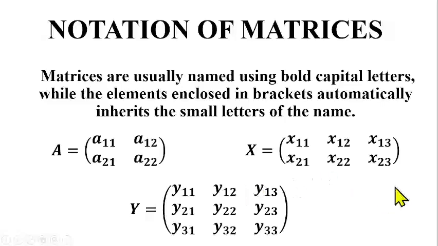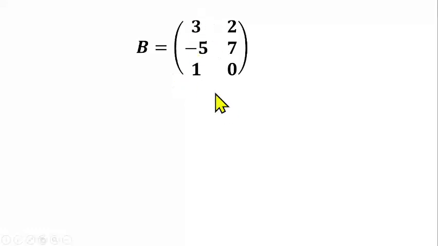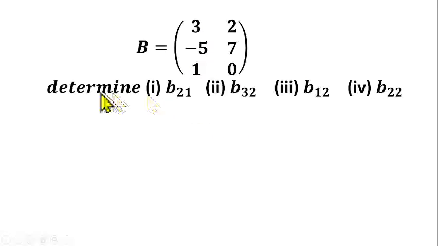Do we understand that? If you understand that, let's see these examples. Now we have this first matrix called matrix B, and by now you should be able to tell me the order of this matrix. If they ask you what is the order of this matrix, can you tell us? So it is of order 3 by 2. It has 3 rows, 2 columns, so it is 3 by 2. Now from this matrix, you have to determine B21, B32, B12, and B22, knowing that this is matrix B, so all the elements inside will inherit small letter b.